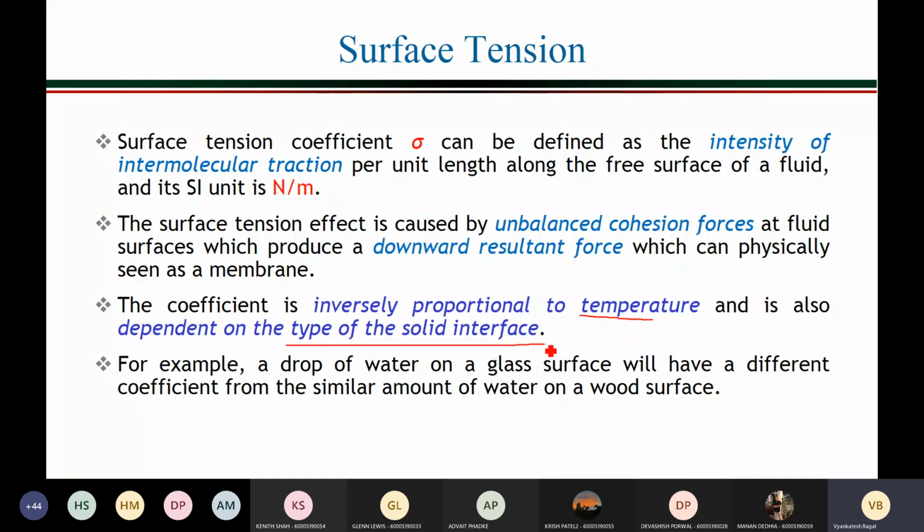Fine. Now, this is just one example given. A drop of water on a glass surface will have a different surface tension sigma from a similar amount of water on a wood surface. I just now explained that it depends on the surface. So it is always in connection with the surface with which your fluid is in contact. Fine.